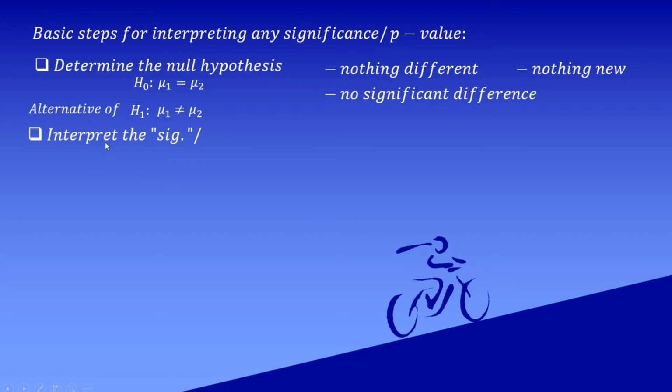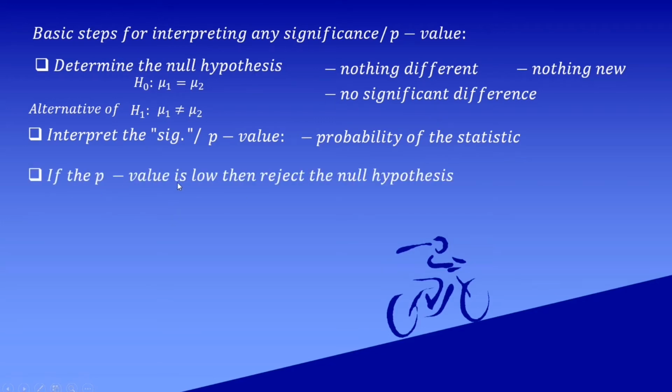Okay, next you're going to interpret the significance or the p-value. Ibig sabihin nito, the probability of a statistic, so statistic without the s, ibig sabihin nito, the data derived from the sample. It tells you how likely it is that your data could have occurred under the null hypothesis. Another one, if the p-value is low, then reject the null hypothesis. Ibig sabihin nito, a smaller p-value means there is stronger evidence in favor of the alternative hypothesis.